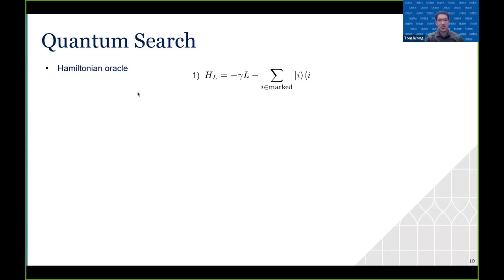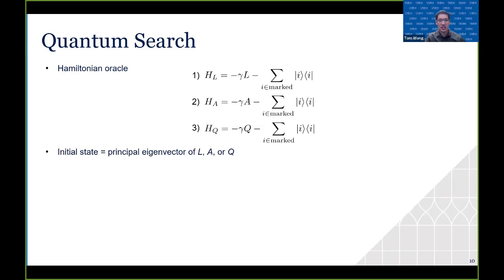So we can compare these three types of quantum walks. We have our standard Laplacian quantum walk with a search oracle. We have the adjacency quantum walk with the search oracle, and we have the signless Laplacian quantum walk with the search oracle. And each of these are just going to evolve by Schrodinger's equation from some initial state. And the initial state we're going to use is actually going to be the principal eigenvector of each of these walk operators of the Laplacian, the adjacency matrix, or the signless Laplacian. The reason for that is because these initial states are the ones that cause the success probability to reach 1.